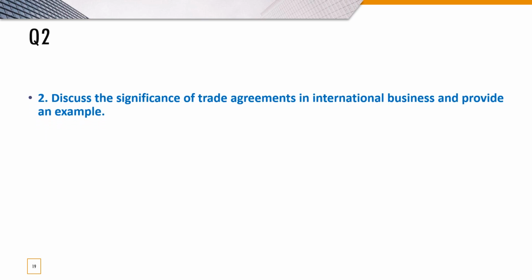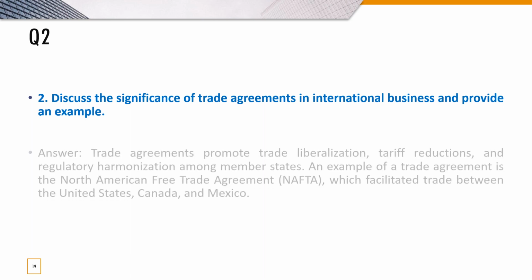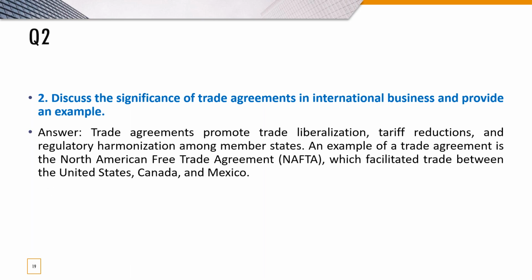Two, discuss the significance of trade agreements in international business and provide an example. Trade agreements promote trade liberalization, tariff reduction, and regulatory harmonization among member states. An example of a trade agreement is the North American Free Trade Agreement, or NAFTA, which facilitated trade between the United States, Canada, and Mexico.